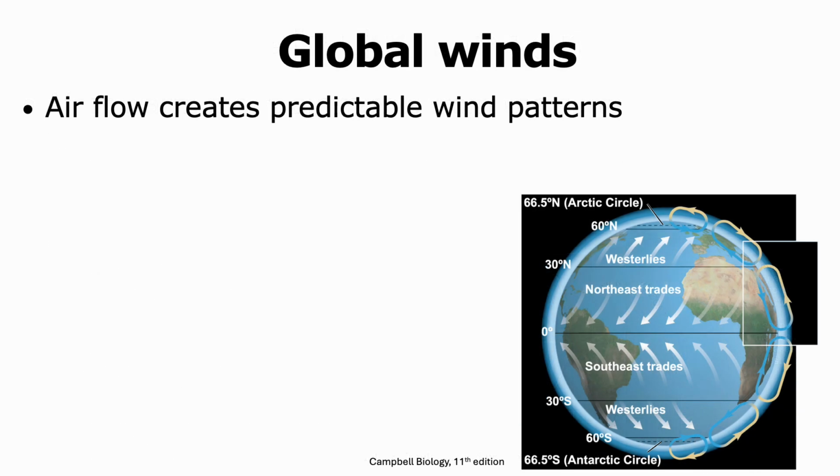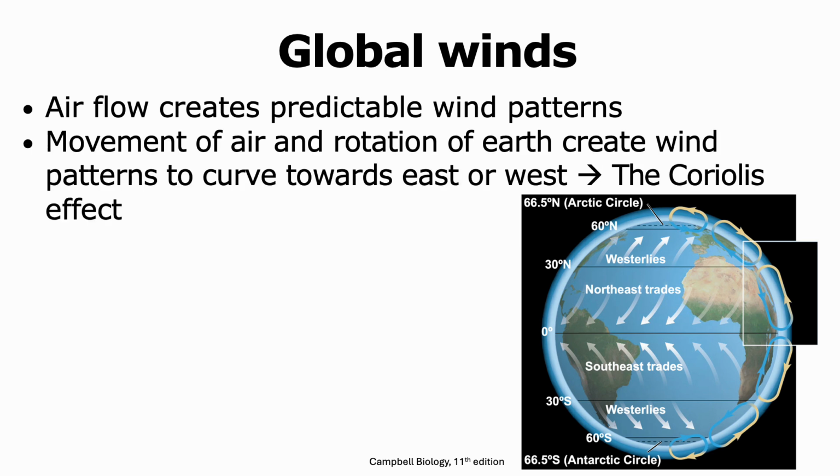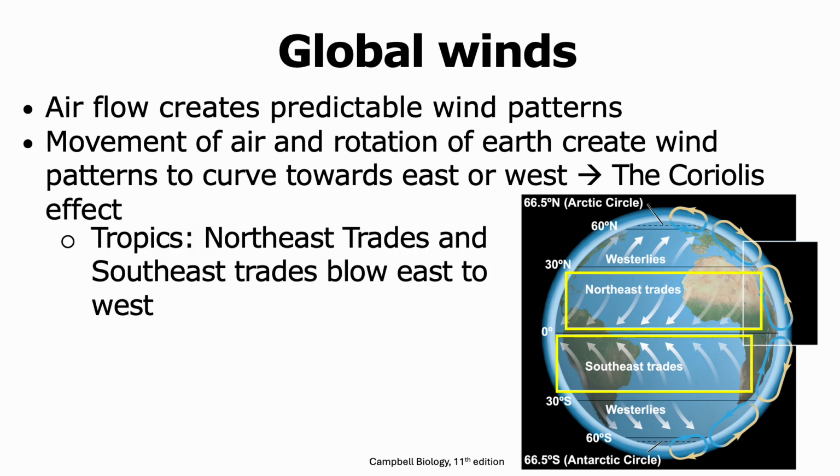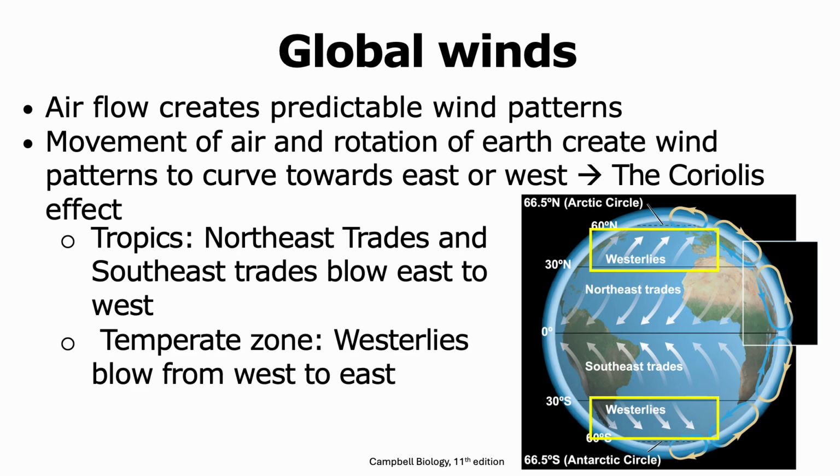The airflow that happens in different regions on Earth creates predictable wind patterns. The movement of air as well as the rotation of Earth can tend to create wind patterns that curve towards east or west. This is called the Coriolis effect. In the tropics, we can observe the northeast trades and the southeast trades that tend to blow east to west, while in temperate zones, we observe the westerlies that tend to blow from west to east.